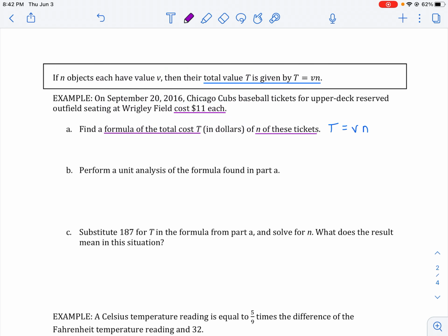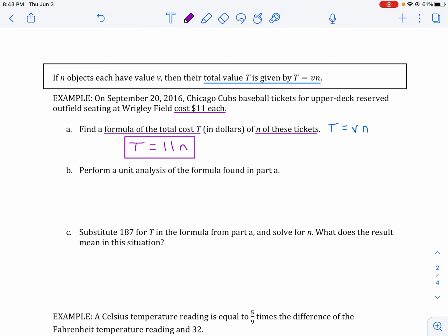So we do not know the total cost. We do know the cost of each ticket is $11, and we're not too sure how many tickets we will be purchasing. So we use another variable n for n number of tickets. And that's how you can write a formula.